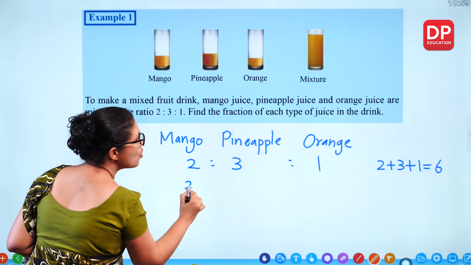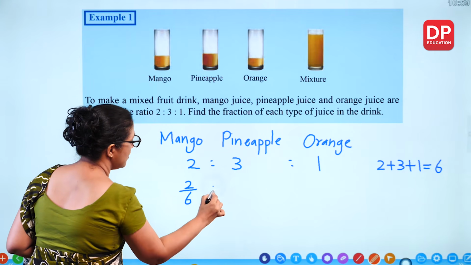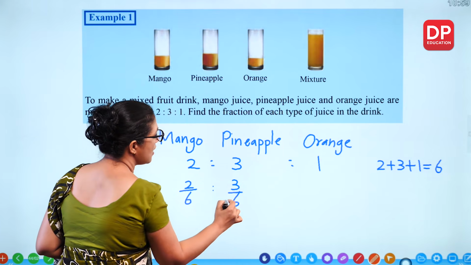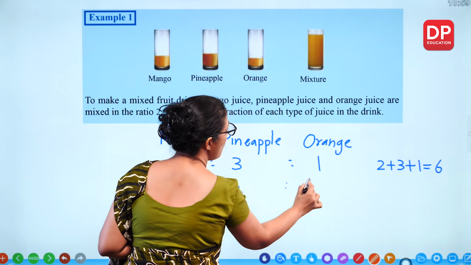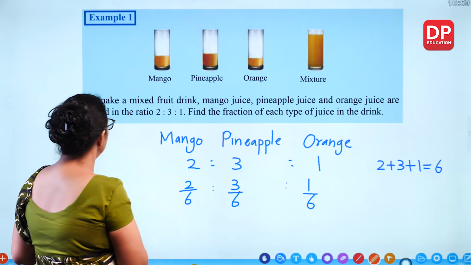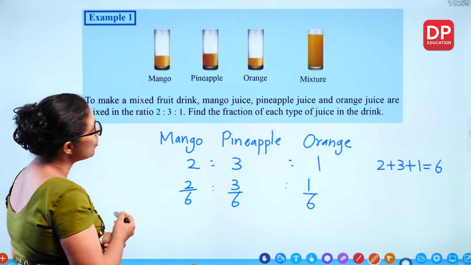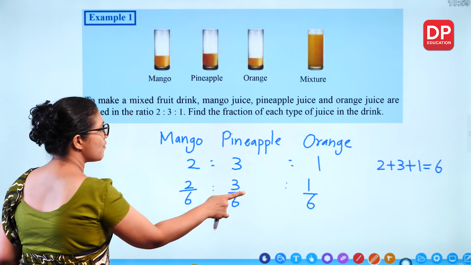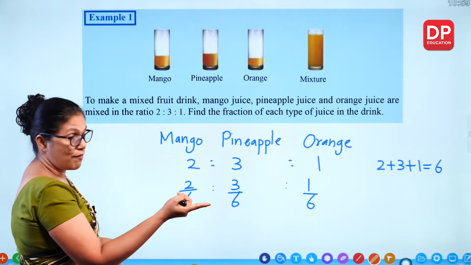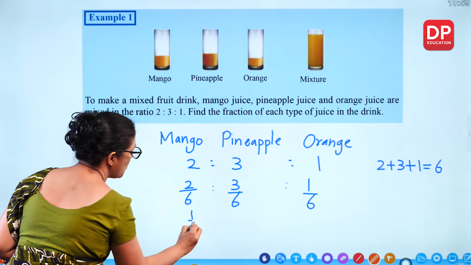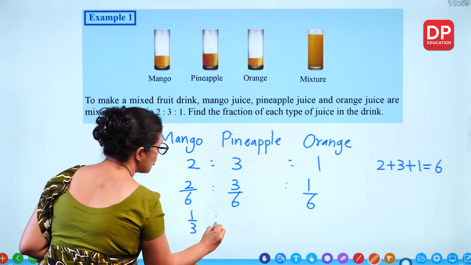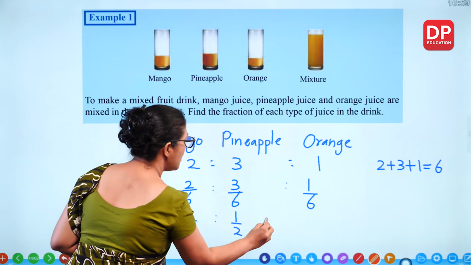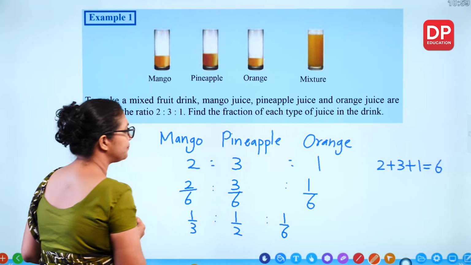So as a fraction, of mango, 2 out of 6. Pineapple, 3 out of 6. And orange, 1 out of 6. So find the fraction of each type of juice in the drink. 2 out of 6, 3 out of 6, 1 out of 6. You can simplify to 1/3 as well. Equivalent fractions. 3 over 6 means half. And this is 1 over 6.